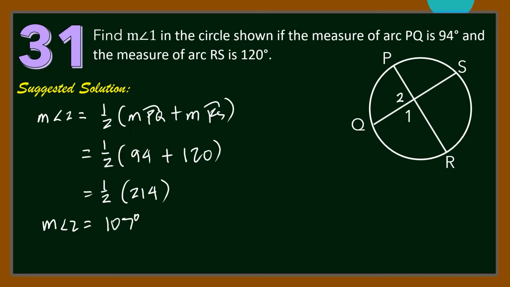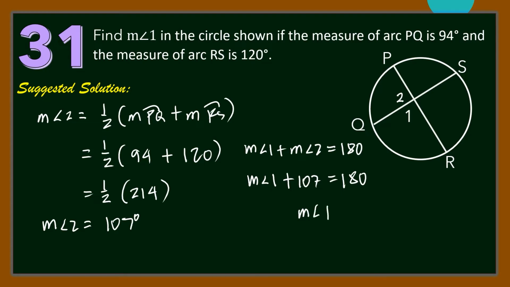And since angle 1 and angle 2 form a linear pair, we have measure of angle 1 plus measure of angle 2 equals 180 degrees. And since angle 2 is 107 degrees, we have measure of angle 1 plus 107 degrees equals 180 degrees. Therefore, measure of angle 1 is equal to 180 minus 107 degrees, and that is equal to 73 degrees.